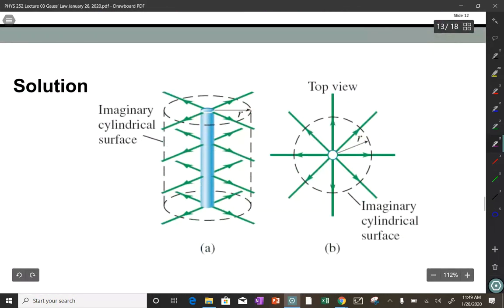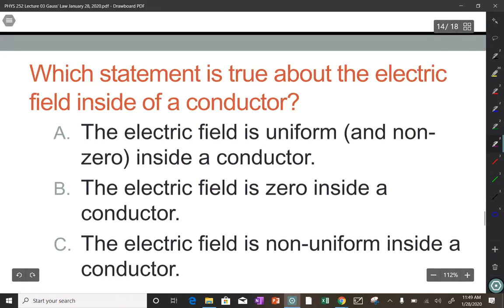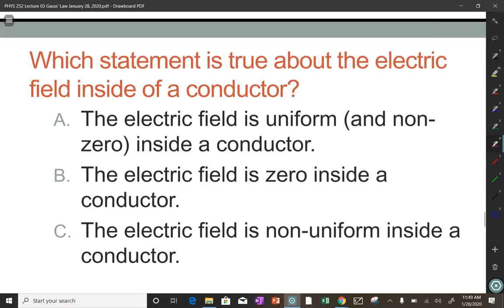So here is going through the steps, identifying that the electric field must be radial. The top view there made it easier to see the radial lines. And I didn't do the rest of the work on that slide. I left it to be done, which we've done.